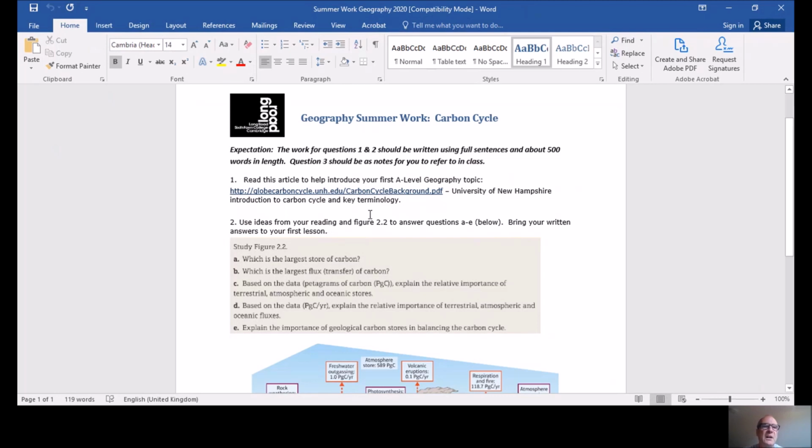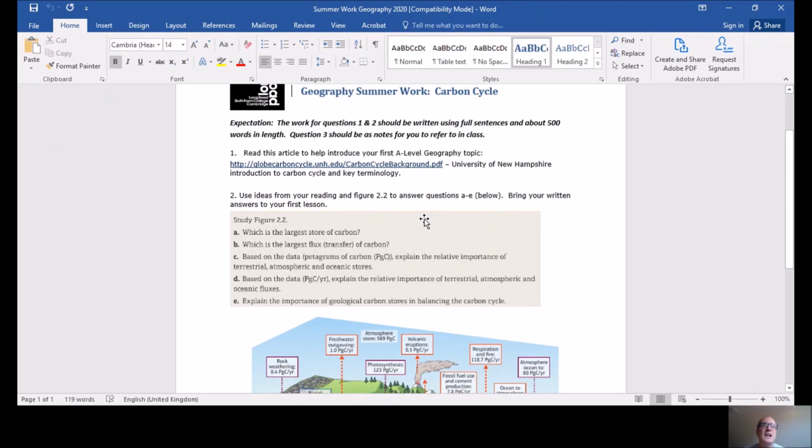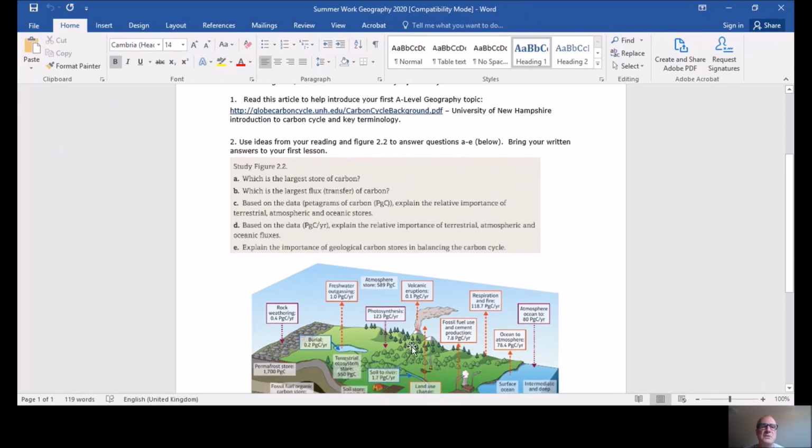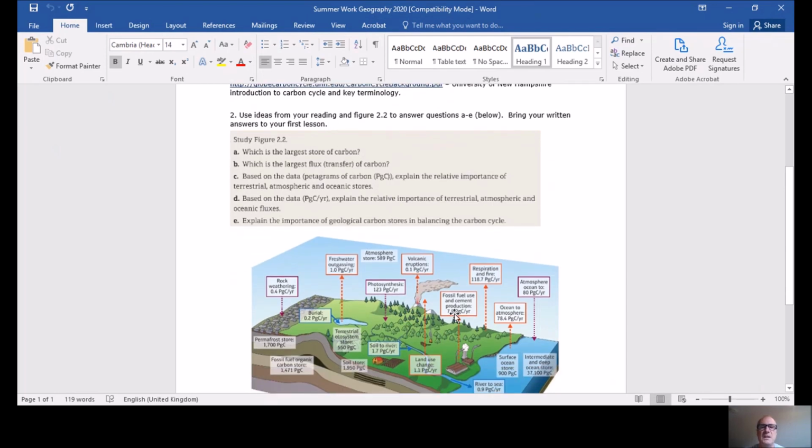Okay, so once you've done the reading and thought about the carbon cycle in maybe a slightly more advanced way, we want you to answer a set of questions. They're based around a resource, figure 2.2, which is below here, and it's all about the stores of carbon and the flows of carbon, and we just want you to start talking in these terms.